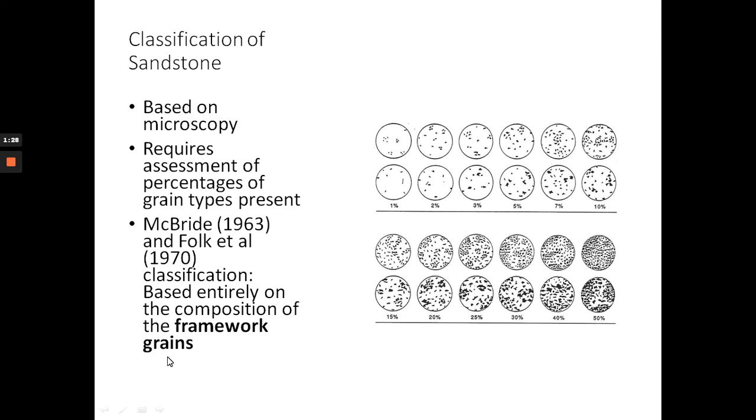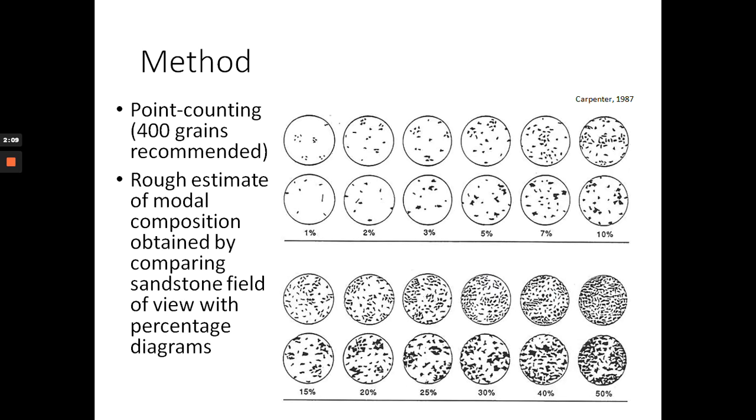There are two of the most common classification schemes used in classifying sandstones: that of McBride 1963 and also Folk et al 1970. So remember Folk et al and also McBride. We'll be using that a lot in sandstone petrography. The basis is on the composition of the grains. It's based entirely on the composition of the framework grains. You're not looking at the matrix, so you ignore the matrix in these classification schemes.